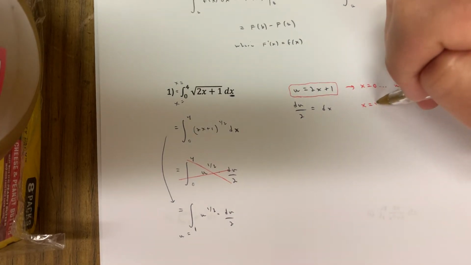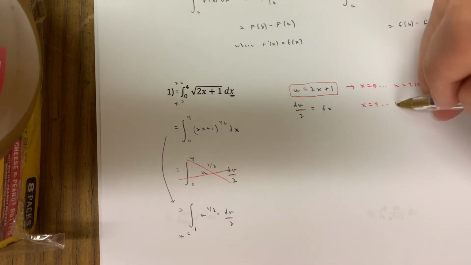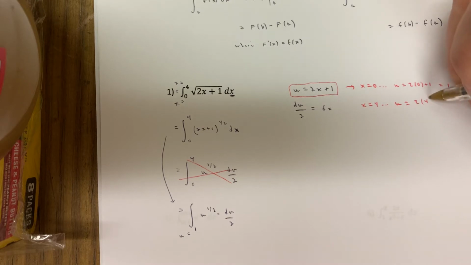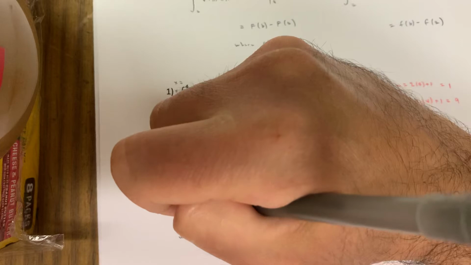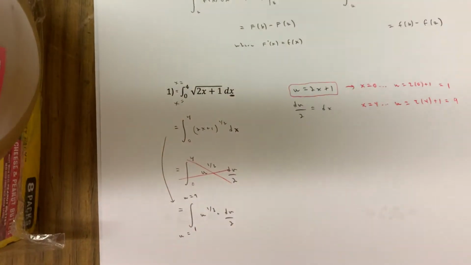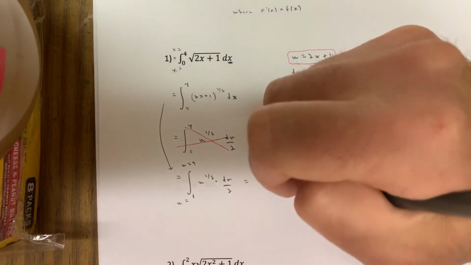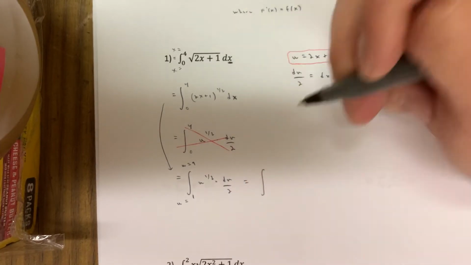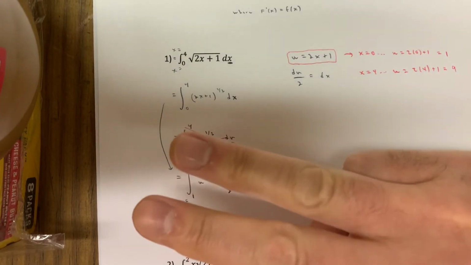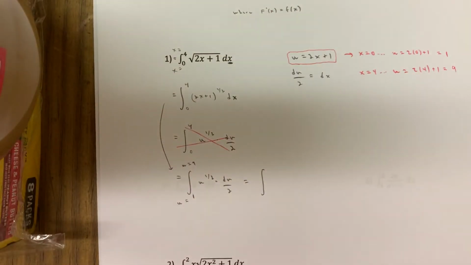Well, if x is equal to 4, and you don't need to show this work, you could just think about it. u is equal to 2 times 4 plus 1, which is going to be 9. So this upper bound actually becomes u equals 9. So what you should really do is, when you perform your u substitution, believe it or not, it's not just 2 substitutions. It's 3 substitutions, because you need to substitute for a third thing, the bounds.